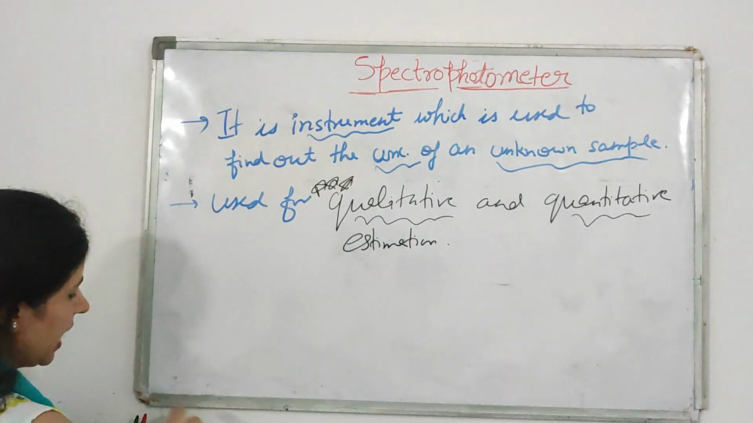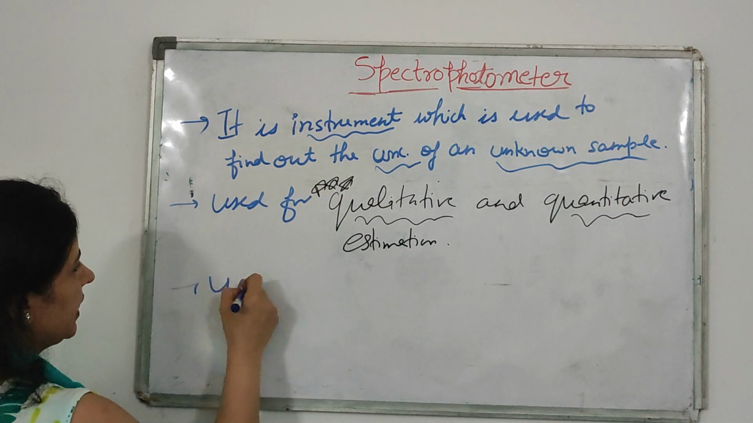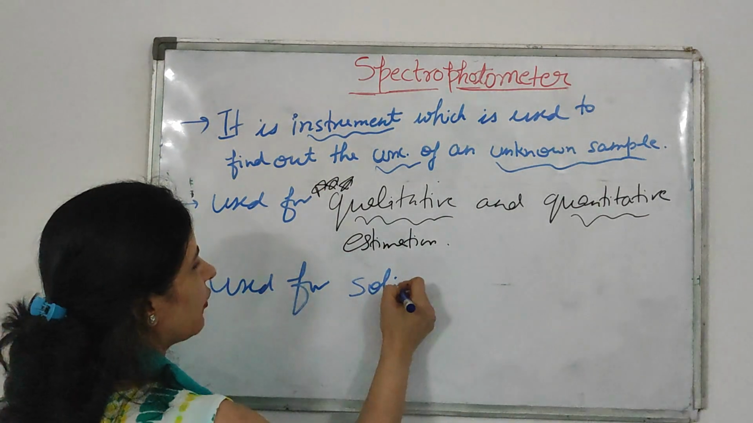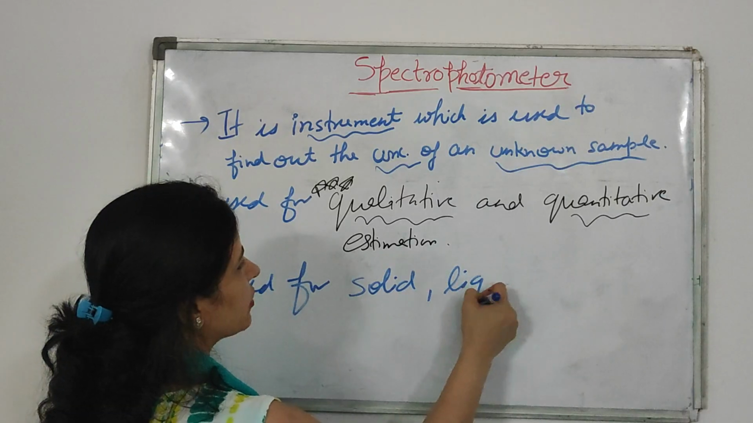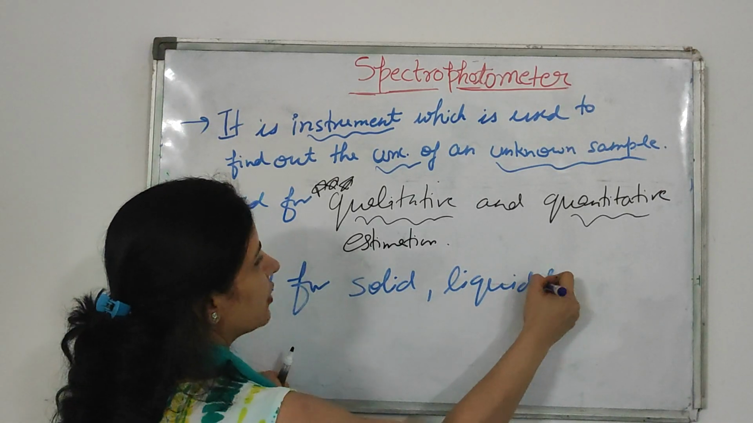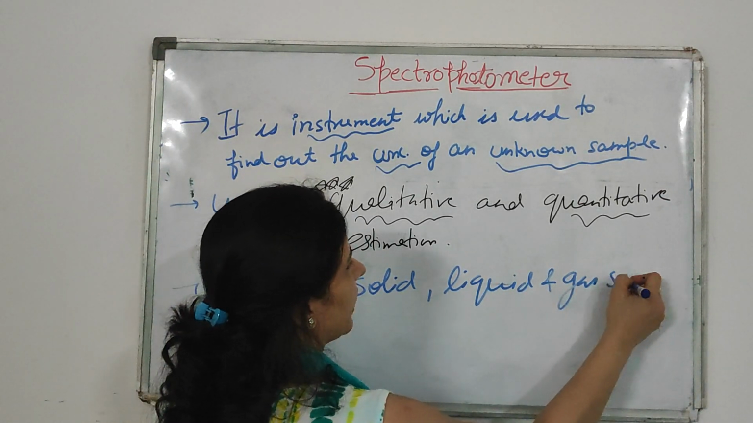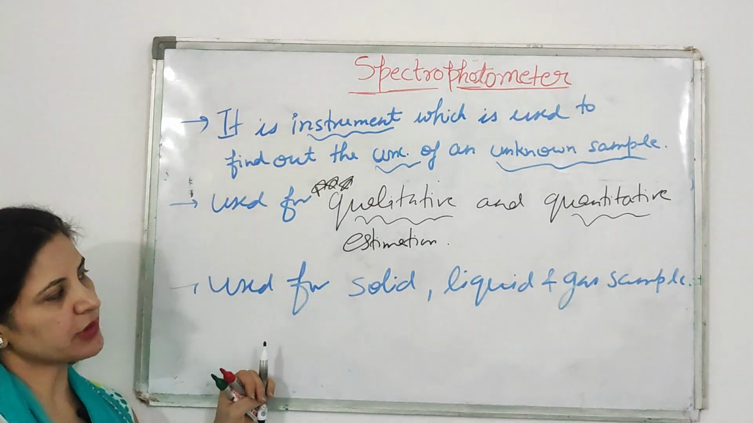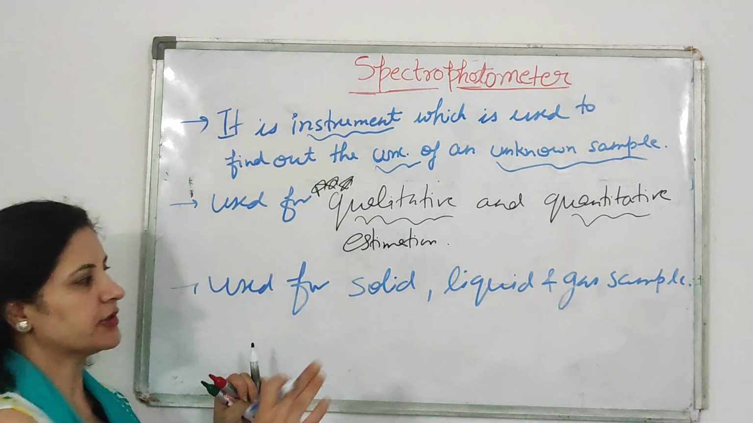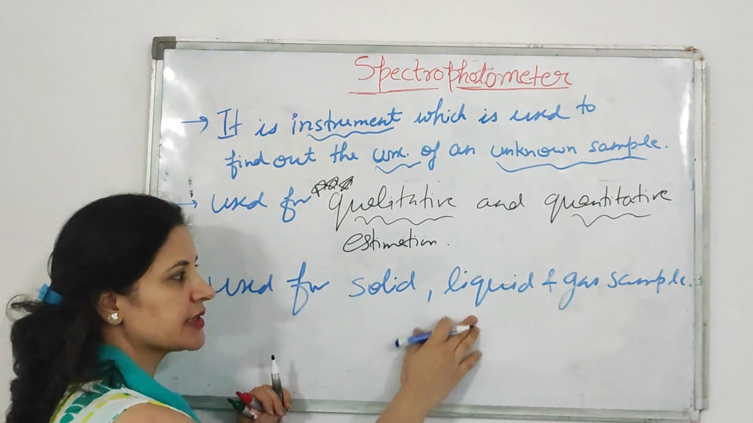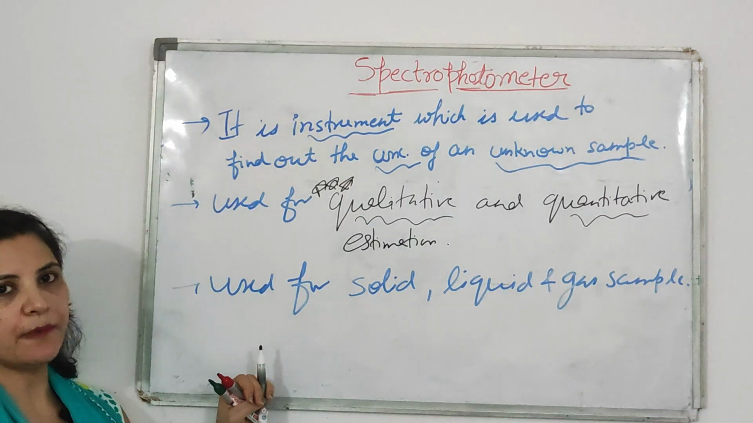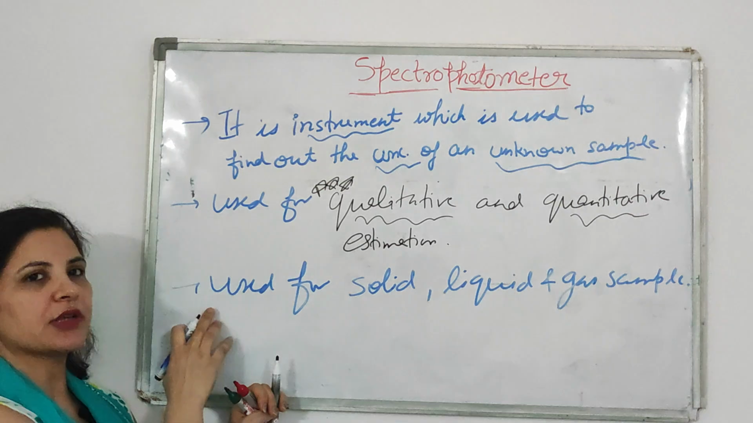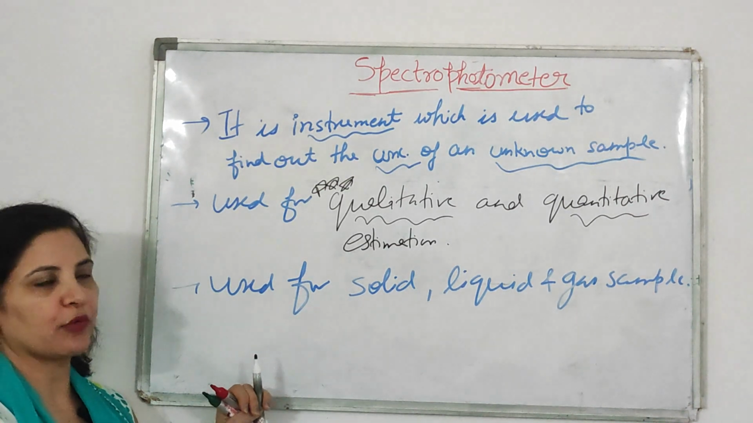Okay. Next is what kind of sample it is used for. It is used for all. You can use it for solid samples, liquid samples, and also gas samples. So with the help of spectrophotometer, whether the sample is solid, liquid, or gas, you can assess the concentration of that sample. Alright.